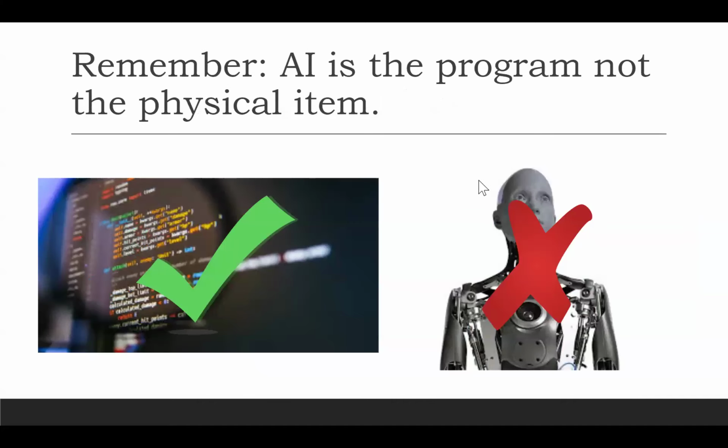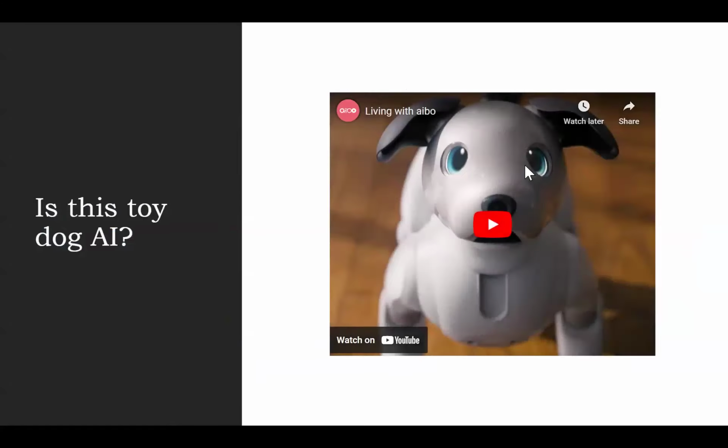But remember that AI is the program, it's not the physical item. For example, this robot, the physical robot is not AI, it's the program that the robot runs on. So now we're gonna watch this video and decide if this toy is AI or if it's just programmed to run on a program and doesn't think or adapt.